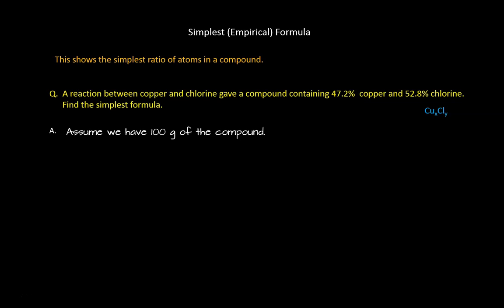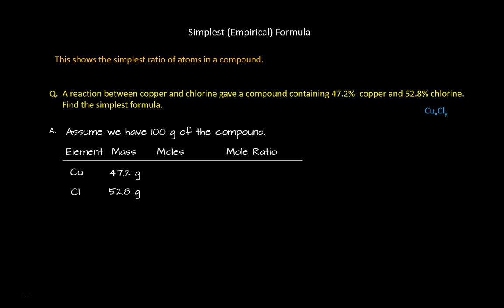So if we do that, then we set up a table here showing element, mass, moles, and mole ratio. Let's put in our element symbols, copper and chlorine, and now the mass. Since we assumed 100 grams of the compound, then 47.2% of 100 is 47.2 grams. And the same idea for chlorine. Now we do the conversion to moles. Remember our formula here. The number of moles is found by taking the mass of the substance and dividing by the molar mass. So that means we'll take 47.2, divide by 63.5.